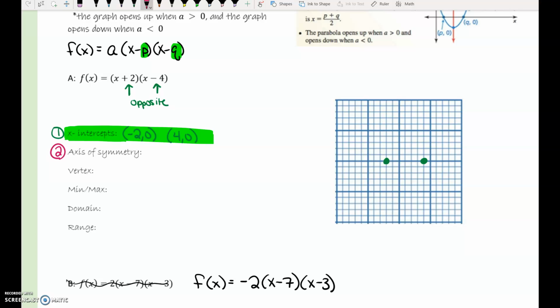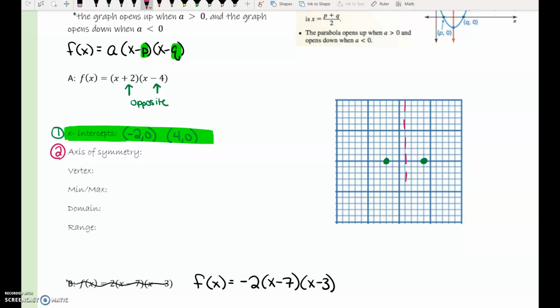Step 2 is find your axis of symmetry. Yesterday we used the formula opposite of b over 2a. This formula, there's no b, there is an a, but there's no b. Basically, because a parabola is symmetrical, the axis of symmetry is going to be perfectly halfway in between those 2 points that we just put down. So you can use your fingers and just count in and find the point that is exactly in between.